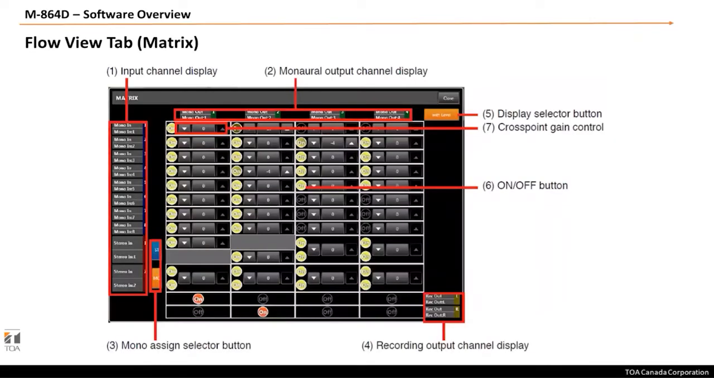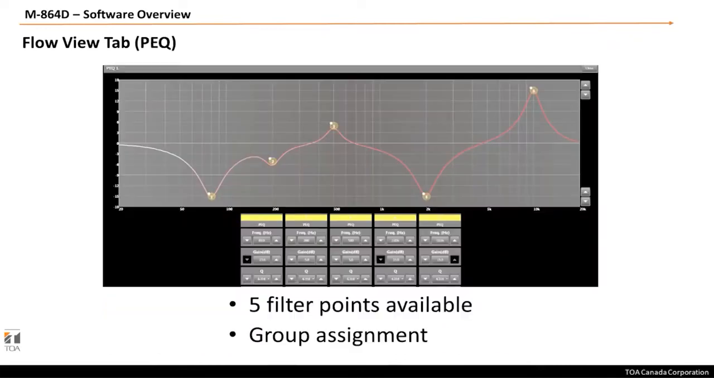On the flow view tab as well, that's where you're going to set the matrix to route your signal to the right outputs. And here's the window for the 5-band parametric EQ available to us on the output side. So 5 band, which will give you pretty good control over the equalization of your system.